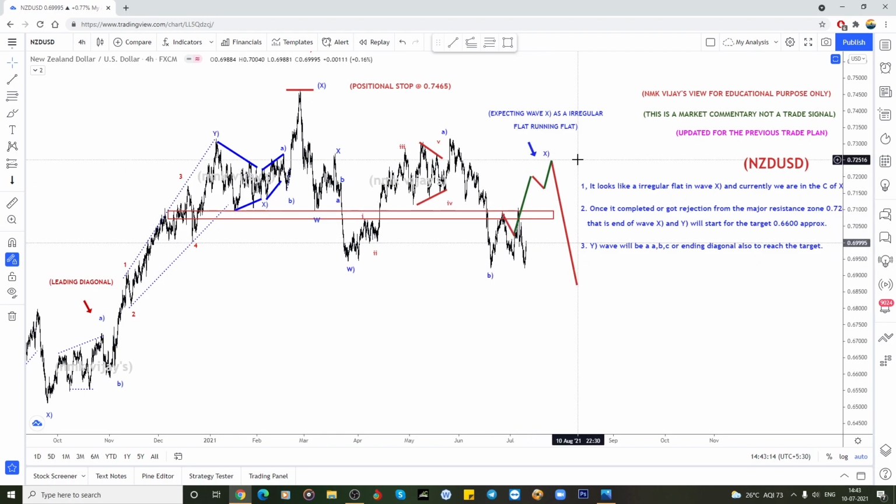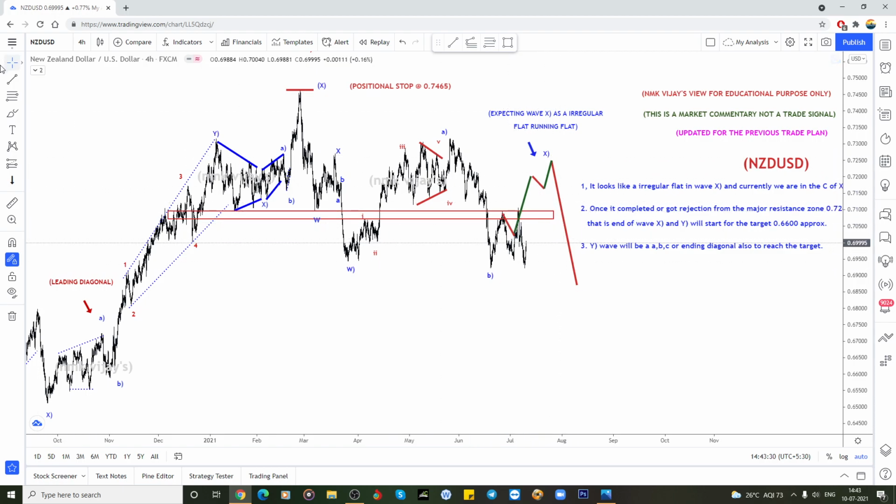If it is found to be a five-wave structure, or it could be a three-wave structure, meaning this could be a W, X, A, B, C. Why? Because it has already broken this low, so I'm expecting a running flat here. What I expected here is that it could go a little bit deeper, that's it.